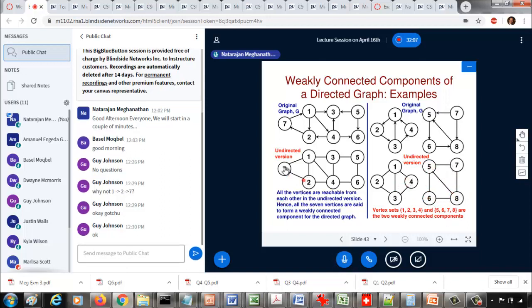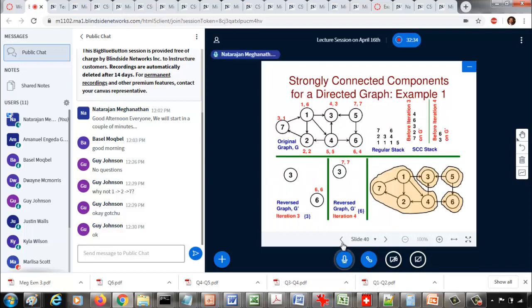On the other hand, in this undirected graph, you can start depth first search or breadth first search from any vertex, and you'll be able to see that you can reach all the other vertices. So we can say all these 7 vertices form one weakly connected component. Okay, so finding weakly connected components should be straightforward based on what we have seen so far, and even by visually looking at it, you will figure it out.